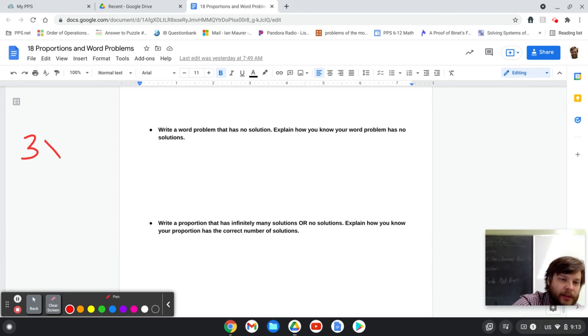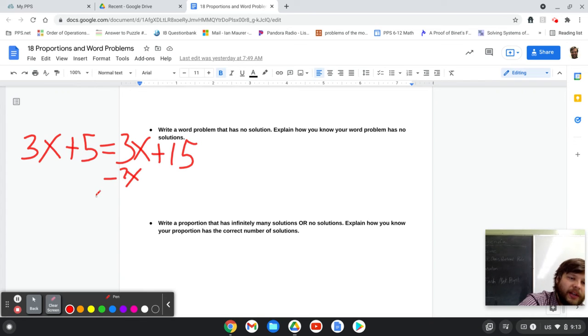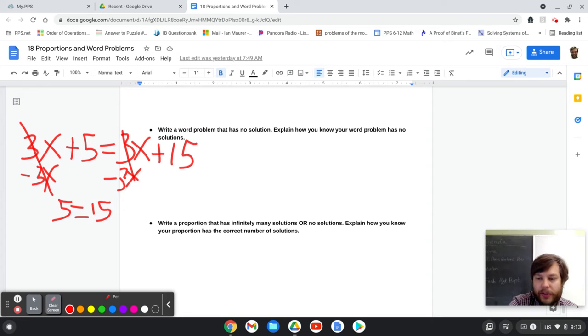Could be a lot of different things, but I don't know, 3x plus 5 equals 3x plus 15. This is going to have no solutions because there are the same variables on both sides. There's 3x on both sides, but the two constants don't match up. 5 doesn't equal 15. In fact, if I tried to solve this by subtracting 3x from both sides, then the 3x's cancel on both sides and I have 5 equals 15, which is not true. So that means there's no solution.